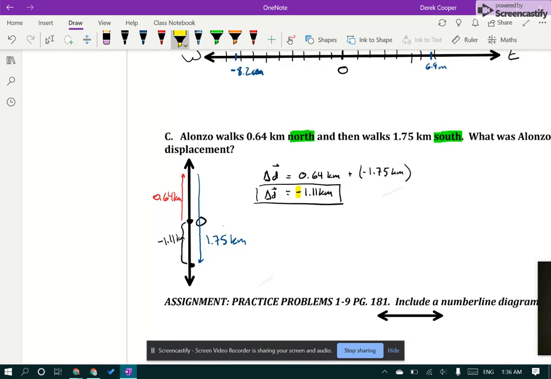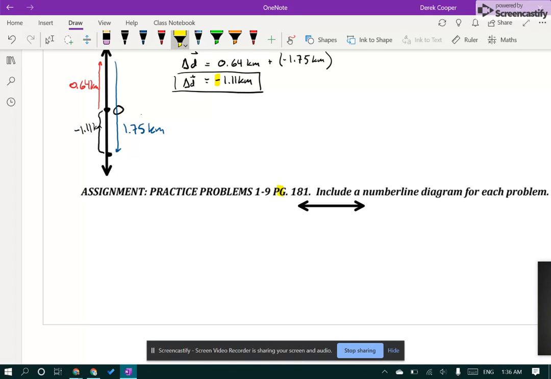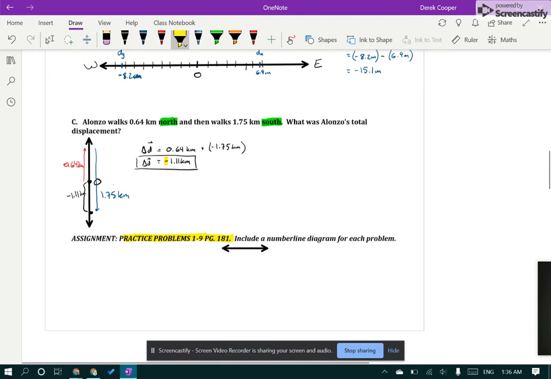So this should be enough to get you started with our practice problems on page 181, 1 to 9. Feel free to ask the sub if you've got any questions.